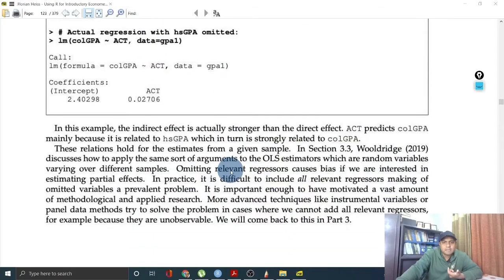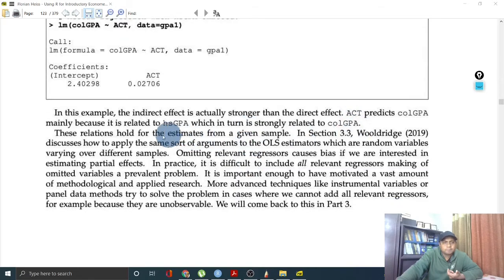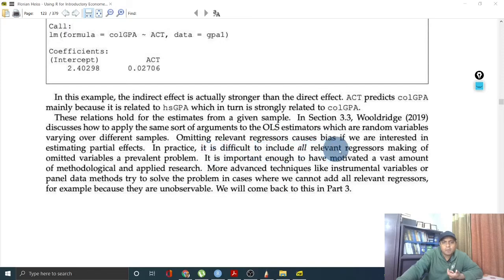This is how it says, and there is some way it has been written here. Okay, the relation shows to the given sample. Okay, and it's difficult to include all relevant regressors, making omitted variable bias a pretty relevant problem. It is important enough to motivate a vast amount of methodological and applied research. You need to know what those important variables are before you run any regression.